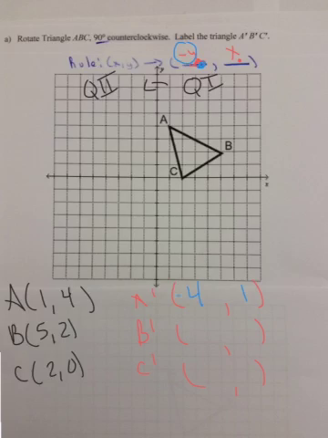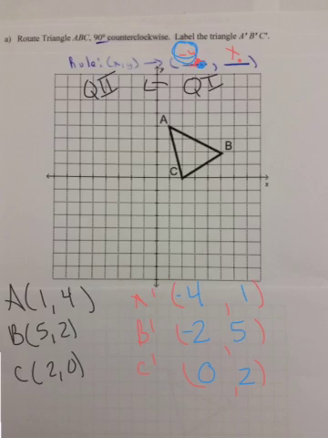Okay, B was (5, 2). Our rule is (negative y, x), so that means we're going to change our order. So we're going to put the 2 first, and then the 5. The negative in front of the y once again means to change the sign. Same thing with C. Our ordered pair was (2, 0). So it has negative y, so that means put the y first, then the x. Negative in front of the y, so change the sign, but 0 just stays the same.